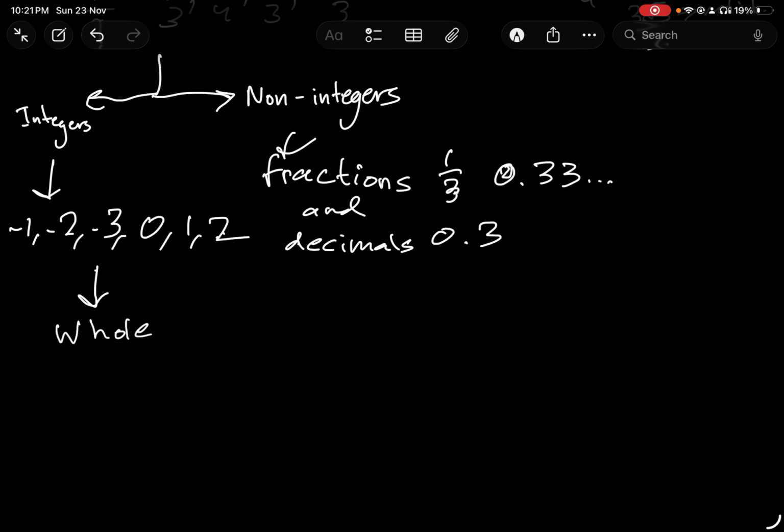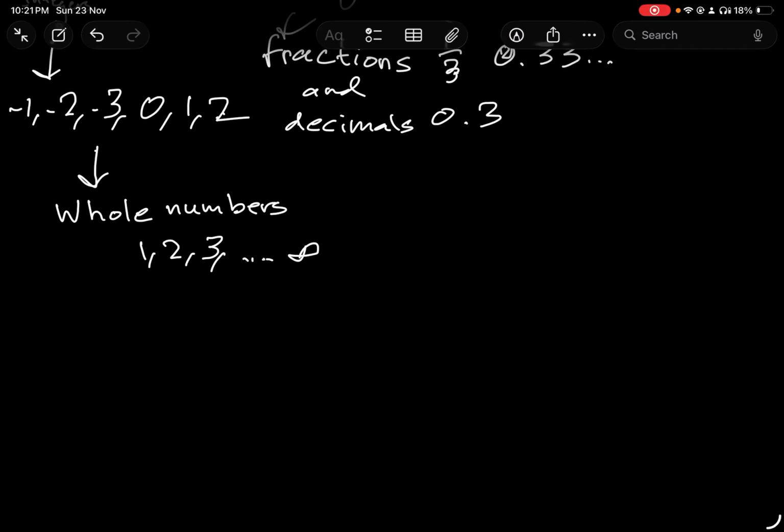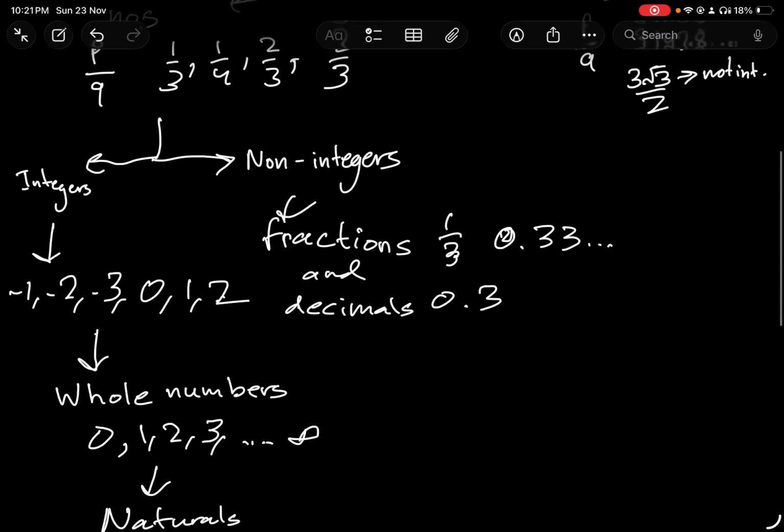So in simple words, whole numbers are just numbers from 1, 2, 3 till infinity. Nothing too fancy. Whole numbers also include 0. While natural numbers are basically whole numbers but without a 0. Just 1, 2, 3 till infinity. So whole numbers and natural numbers cannot be negative. They can only be positive.